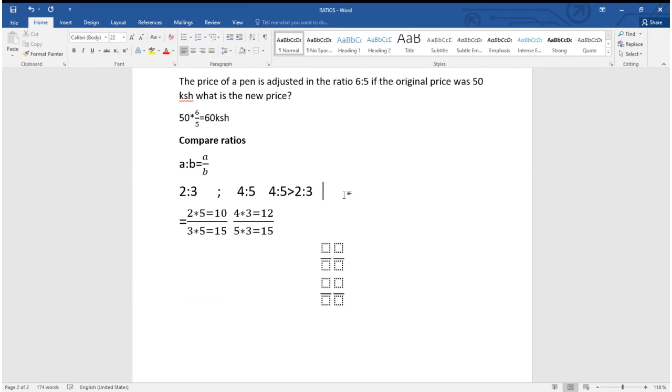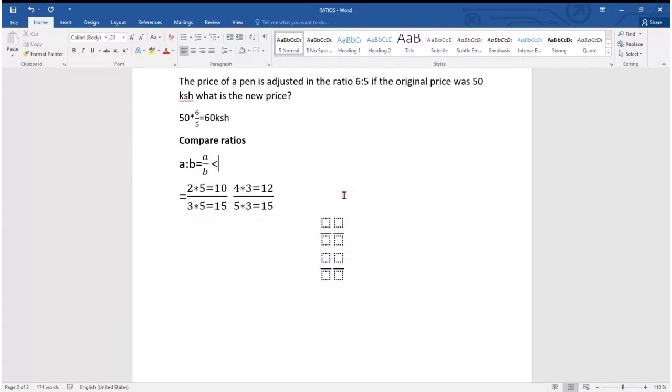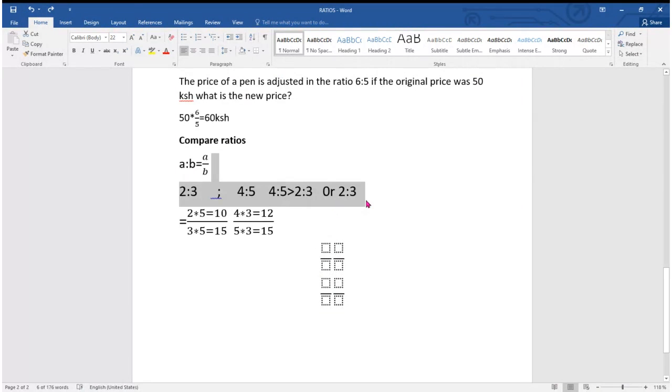Or you can simply say 2 over 3 is less than 4 over 5. Write down: 2 over 3 is less than 4 over 5. So all these answers are correct. 4 over 5 is greater than 2 over 3, or 2 over 3 is less than 4 over 5. Those answers are correct. So this is the first way.